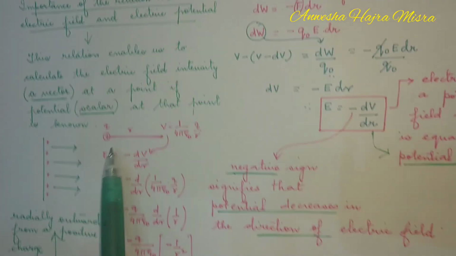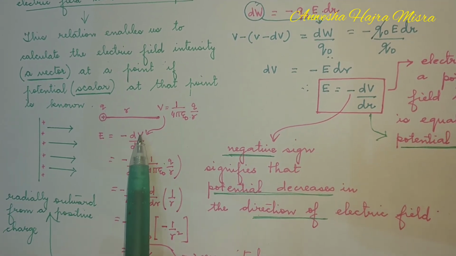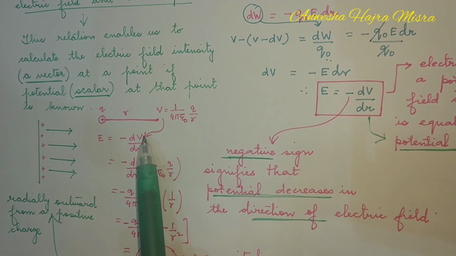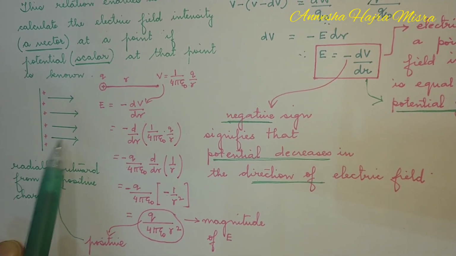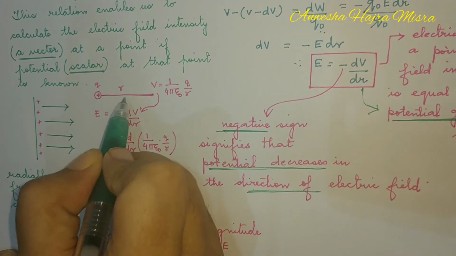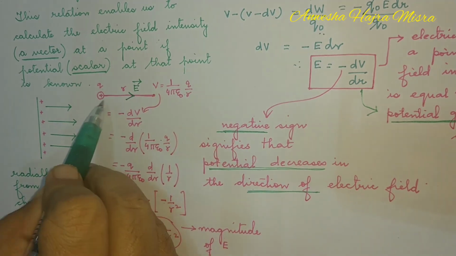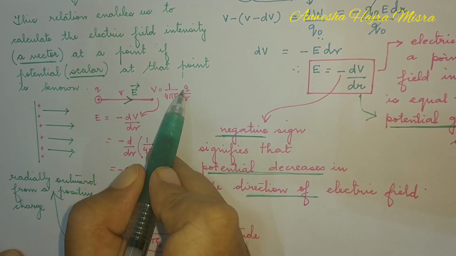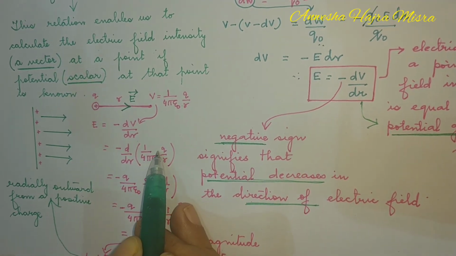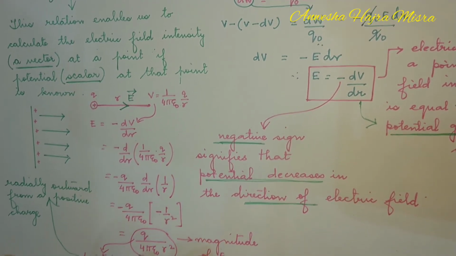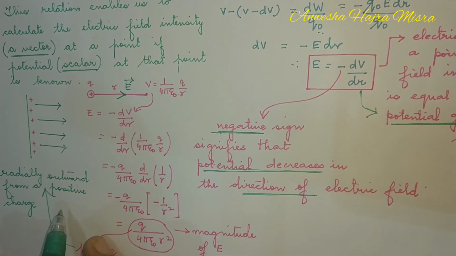So suppose we have a positive charge, potential is positive, E is minus dV by dr, put the value of V and you get E positive. E positive means it is radially outward. So for a positive charge, intensity is radially outward. Now if it would have been a negative charge, then here you would have a negative sign, so this would have come out to be negative. Negative means it would have been directed inward.